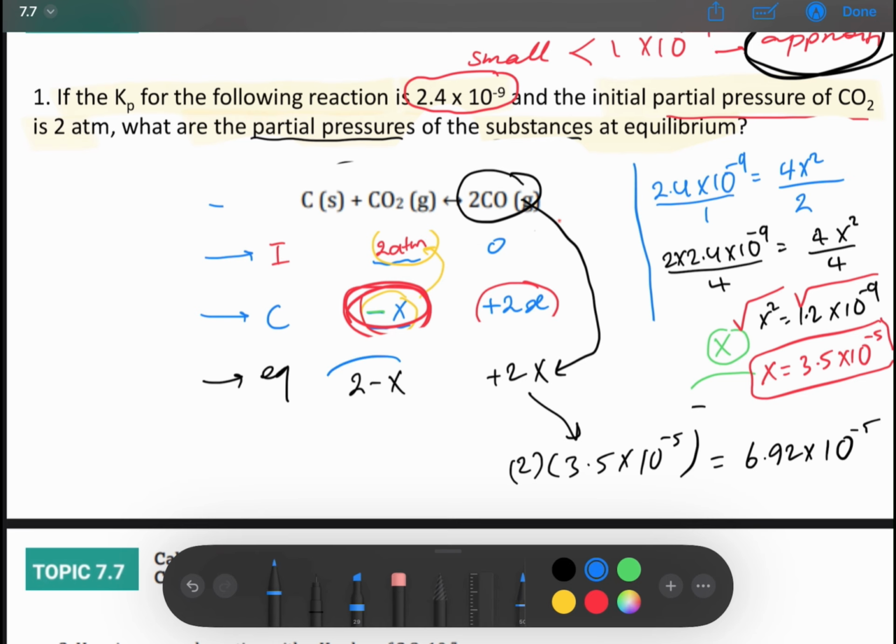And what about the value here? If you apply it here, it's 2 minus x. The value of x represents 3.5 times 10 to the power negative 5. We can see that's a very small value, and it's almost 2. So the answer is going to be 1.99999 and so on, and actually it's almost 2.